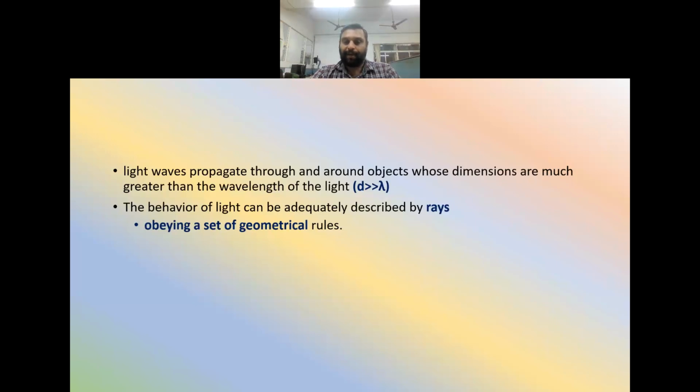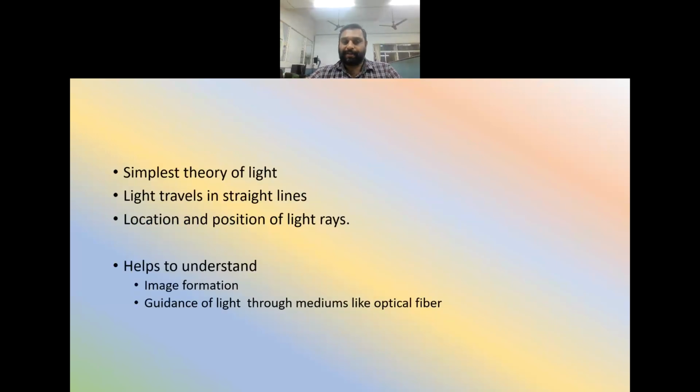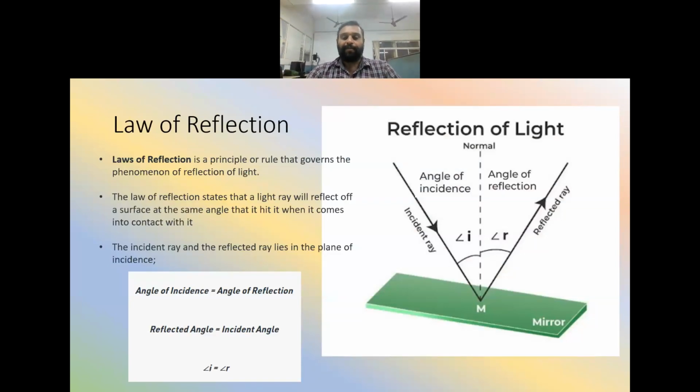Here the behavior of the rays is explained with respect to some geometrical rules, and the rays obey these geometrical rules. This is the simplest theory of light, and light travels in straight lines. Each ray is associated with a location, a position, and a direction. So here we are mainly dealing with the location or position of the light rays. Ray optics helps us understand image formation and the guidance of light through media like optical fiber, etc.